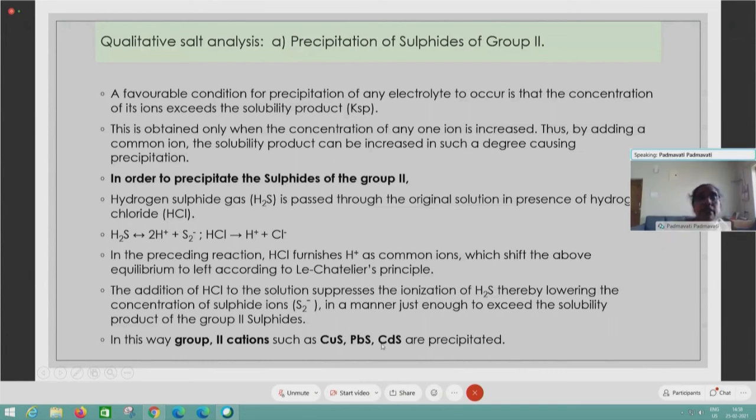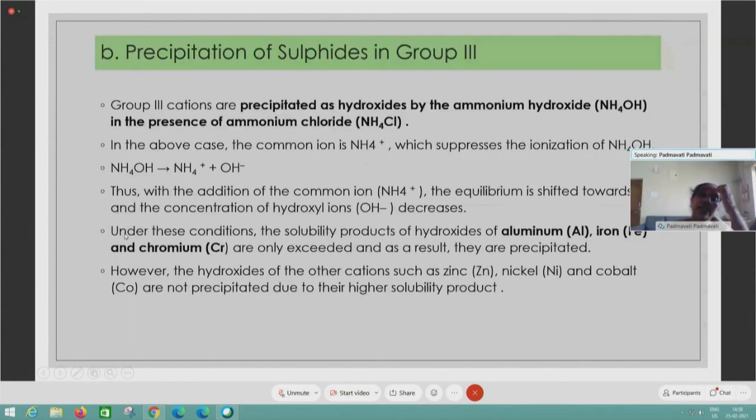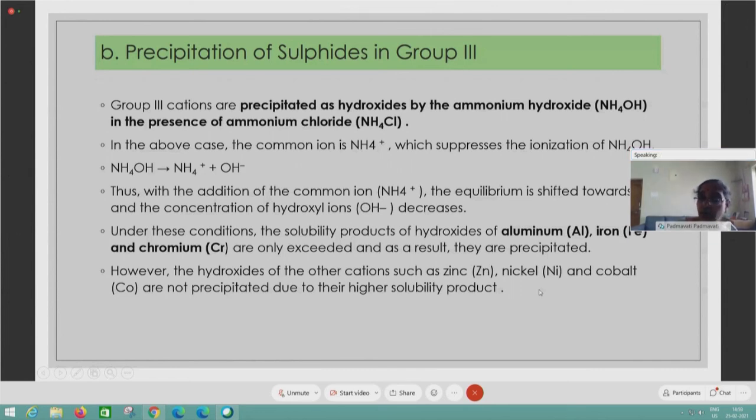The same is valid when you go to the next group, that is group 3. Here, instead of H2S and HCl, group 3 cations are precipitated as hydroxides by ammonium hydroxide in presence of ammonium chloride. You must have noted when doing this experiment that aluminium, iron and chromium are precipitated, whereas the cations of zinc, nickel and cobalt are not precipitated because they have higher solubility product.